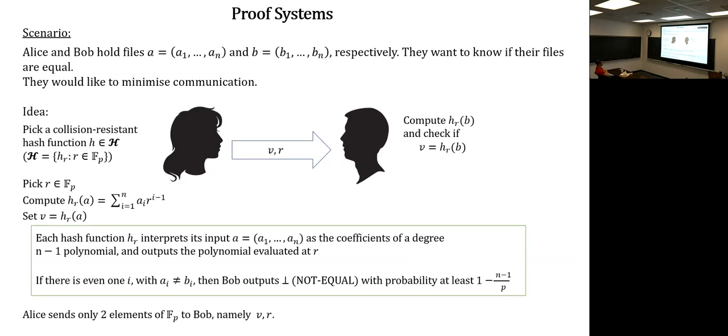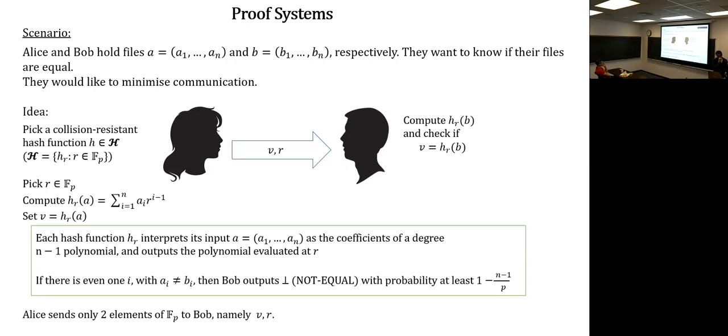Okay, and I want to show how we can construct the ZK-SNARKs from those different proof systems, from IP, from IOP, and first I would like to start with this interactive proof system. So let's look at the following scenario. We assume that Bob and Alice hold two files, which are strings of n entries each, and they want to know if their files are equal. And what they would like to have is also to minimize their communication. An idea to minimize the communication is as follows. We assume that Alice picks a collision-resistant hash function from the hash family, which depends on some random value R. So R is picked from the finite field FP, and the hash function is just a polynomial in R where the coefficients represent the string of Alice.